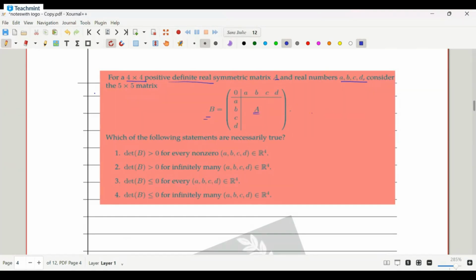So suppose assume that V is a column matrix A B C D, sir. Then V transpose is A B C D. So then this matrix B can be reduced to 0 V transpose V A, sir. So this is a block matrix.